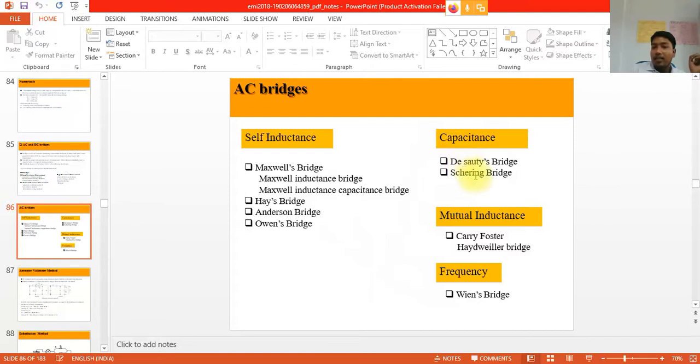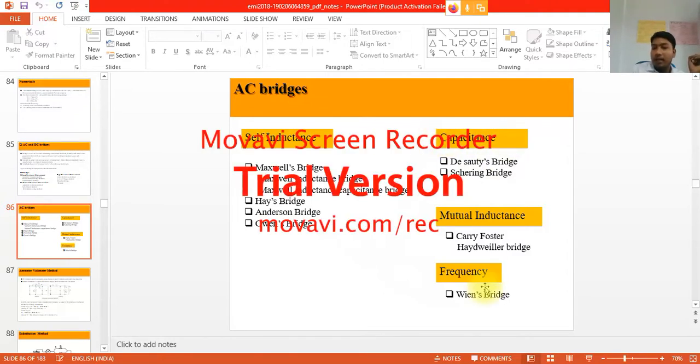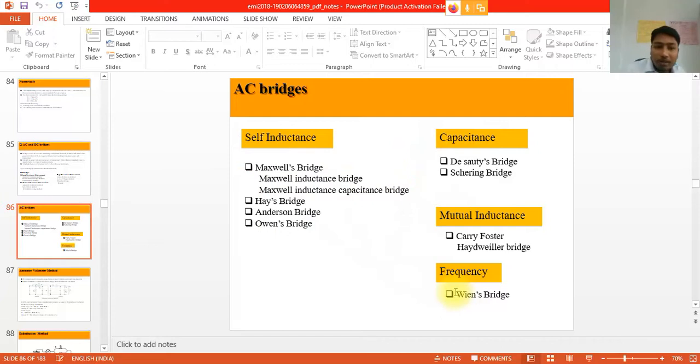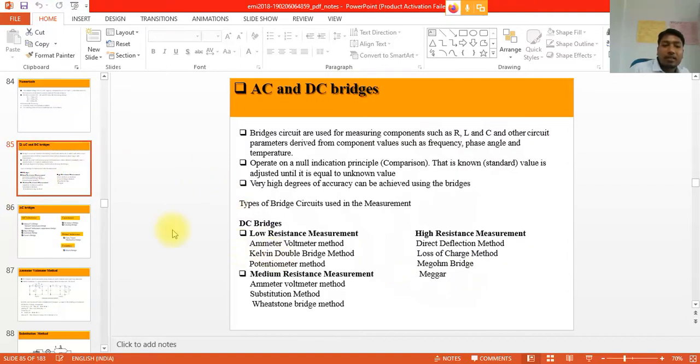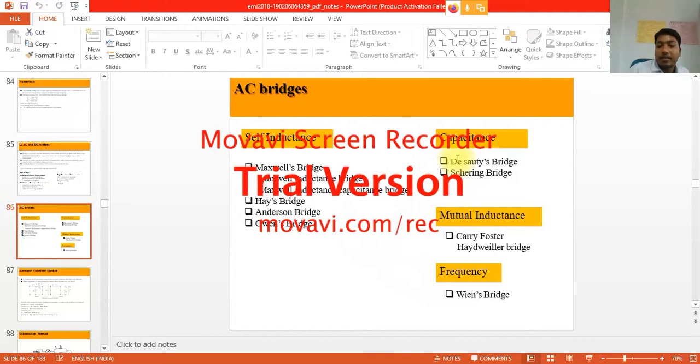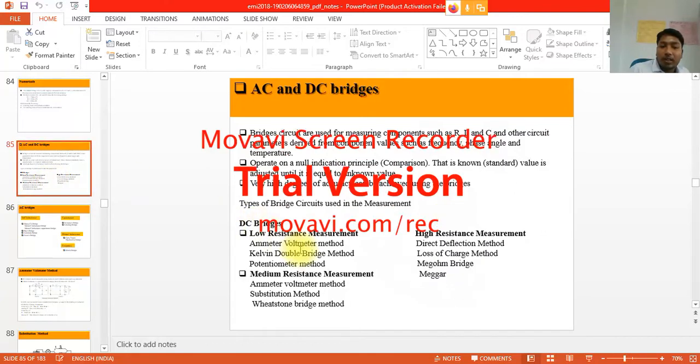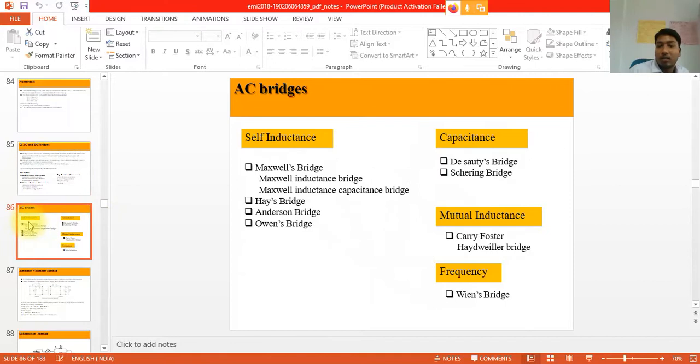De Sauty bridge and Schering bridge are used to measure capacitance in the circuit, and Wien's bridge is generally preferred to measure the frequency of the system. That means if you are going to purchase a measuring device which measures resistances, capacitances, inductances, and frequency, that instrument is working on the principle of these methods. Understood?